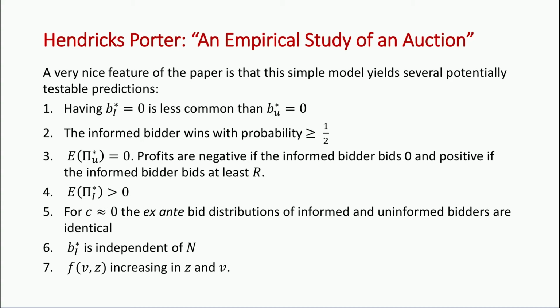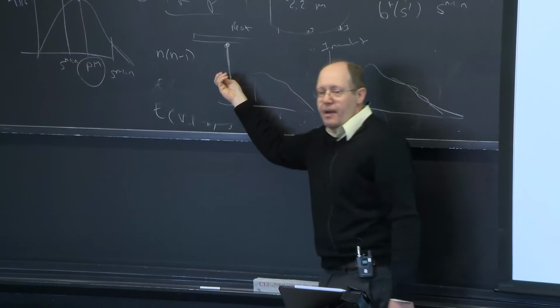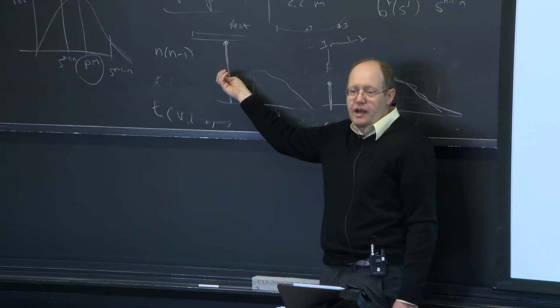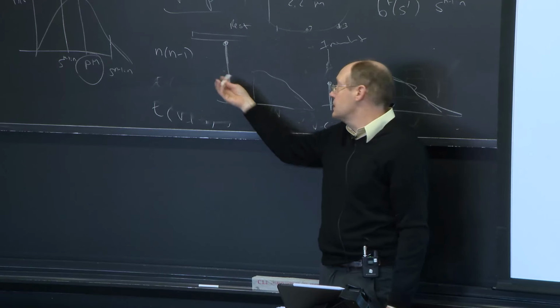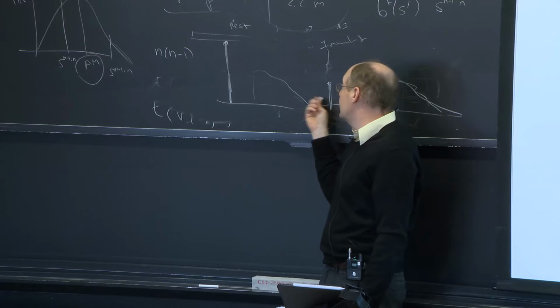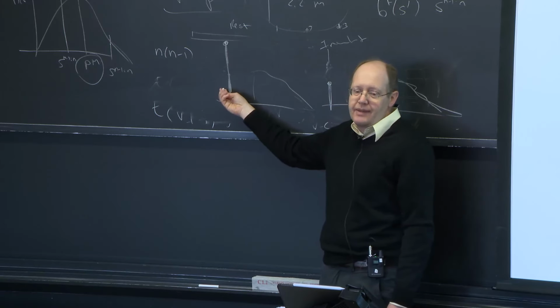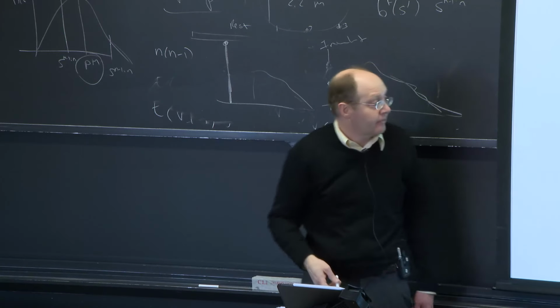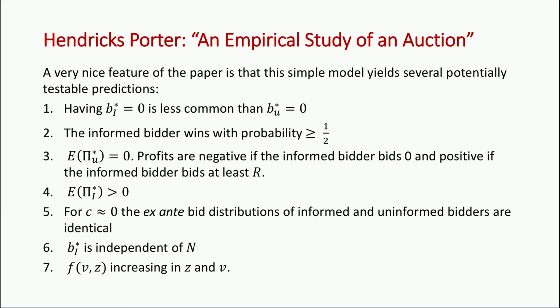And a very nice feature is that they have many different predictions they can derive in this model. So the first one is that in this equilibrium, the incumbents bid zero with a smaller probability than the probability that the uninformed guys bid zero. So zero bids by the incumbent are less common than zero bids by the disadvantaged entrants. The informed bidder wins the auction at least half the time.